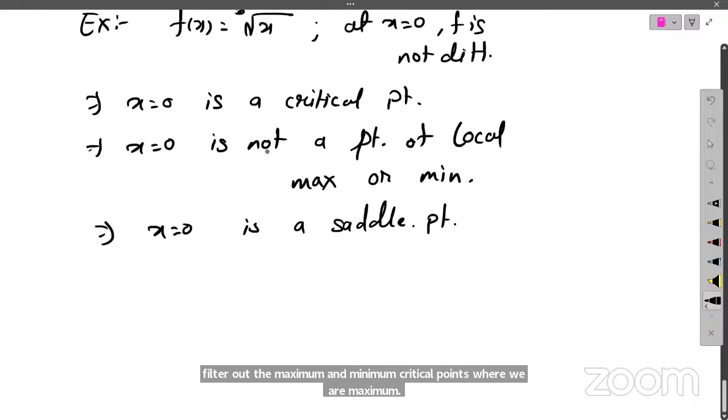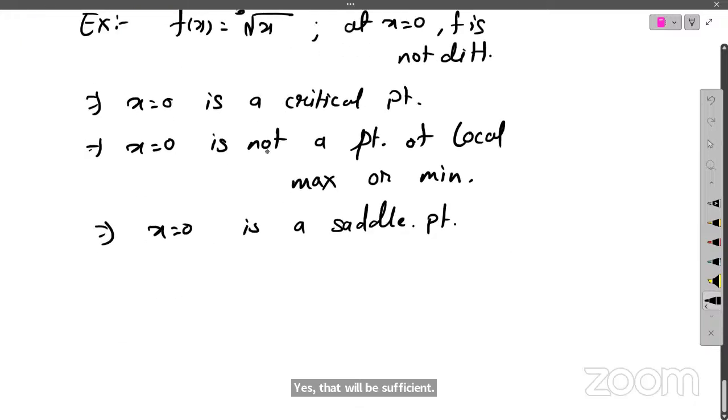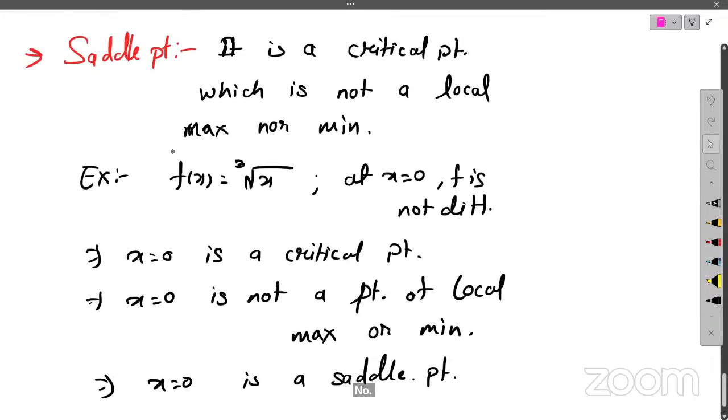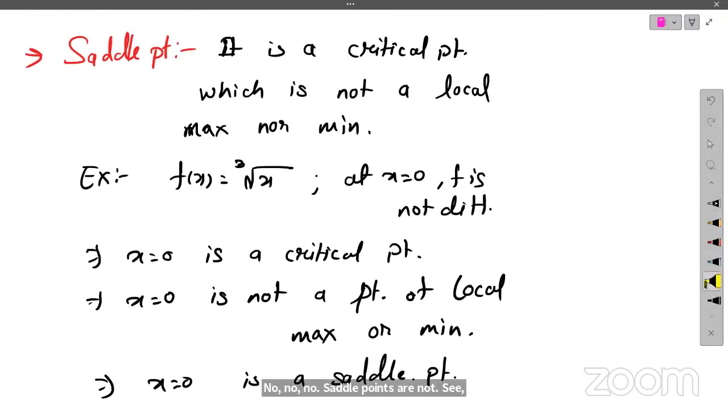Ma'am, saddle points are used to find the local maximum or local minimum of f dash of x, right? No. Saddle points are not that. What does the saddle point definition say? It says that we have to consider those critical points where the function is not taking the maximum value nor the minimum value.